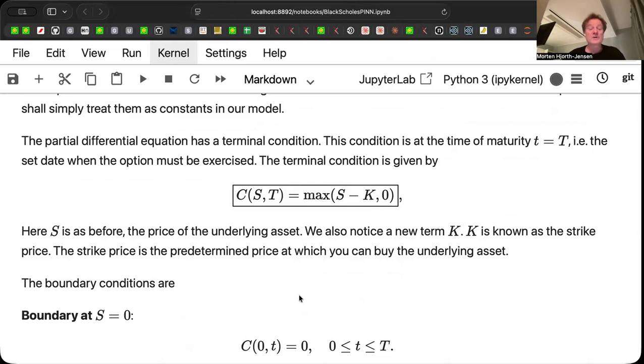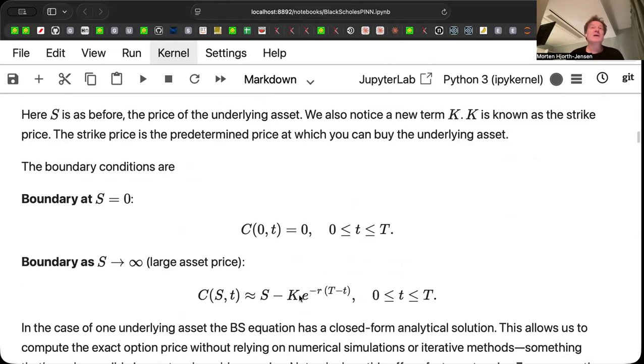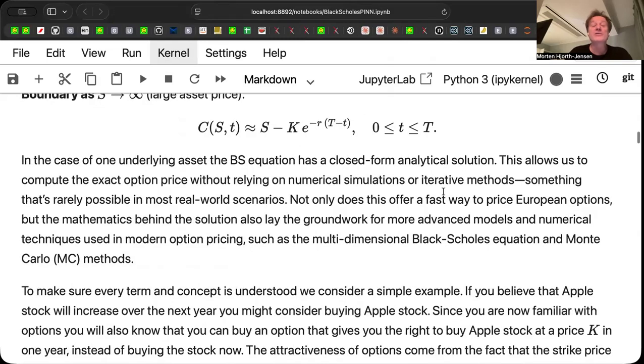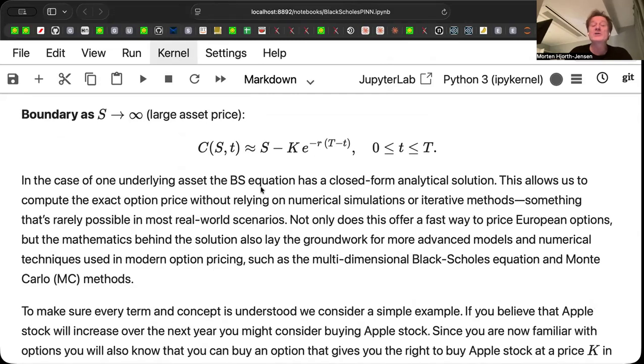Then there are boundary conditions. Everything here is actually a lookalike of the diffusion equation which we had, and we would simply have to implement this terminal condition. We would have the differential equation itself, which defines the basic cost function, and then we would have the so-called boundary function. In the limit of very large asset price, this is the kind of boundary condition which the solution has to reach. In the case of one underlying asset, the Black-Scholes equation has a closed form analytical solution.